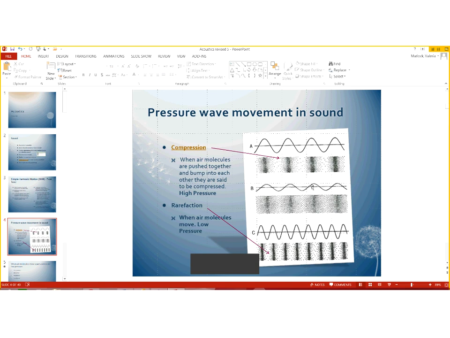B, we have 1, 2, 3, the same number of cycles per second, just at a lower amplitude. C, we have actually more periods of compression and rarefaction, or more cycles, 1, 2, 3, 4, 5, 6, 7. And that would be 7 hertz. So that's the difference between A, B, and C.